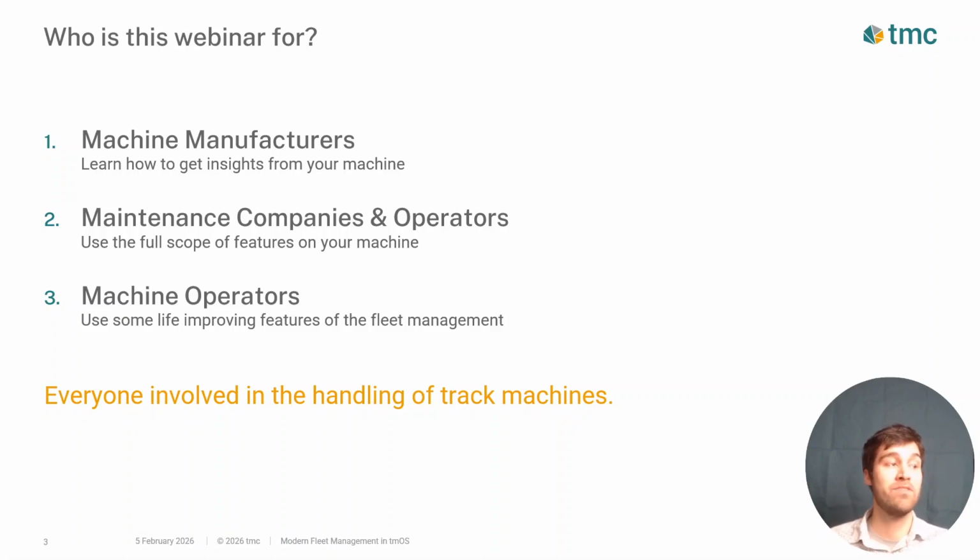And then we have the machine operators. You have the benefit of our system that you can copy, for example, the location of a machine and directly navigate there with the navigation solution that you like. Or on some machines, we also have comfort functions like remote heating, to get into a warm machine when it's winter. And of course, everyone involved in the handling of track machines is welcome in this webinar.